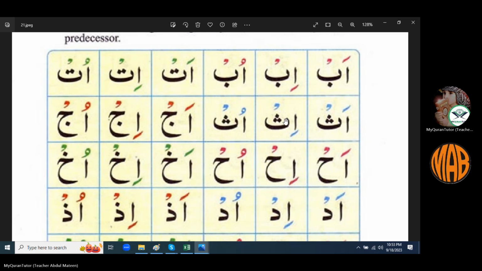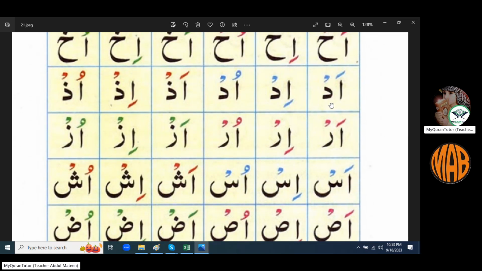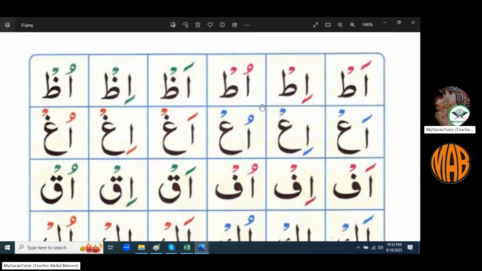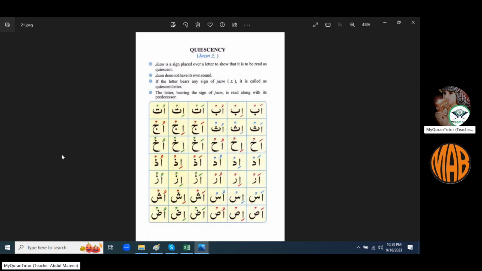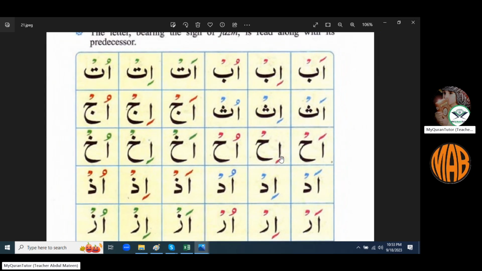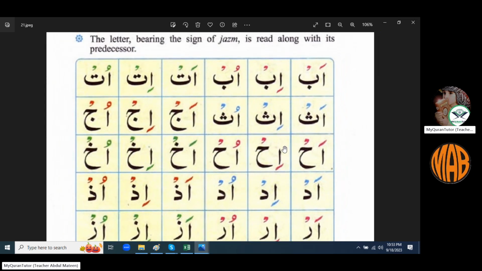Okay. So, as you can see, ba is a qalqala letter. We have to do qalqala. Ta is not a qalqala letter. Sa is not a qalqala letter. Jim is a qalqala letter. Dal is a qalqala letter. Ta is a qalqala letter. Qaf is a qalqala letter. So you have to pronounce these with qalqala. You have to pronounce it with qalqala. So, how will we do this?